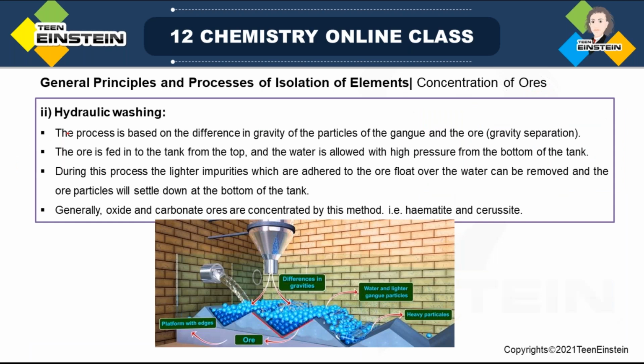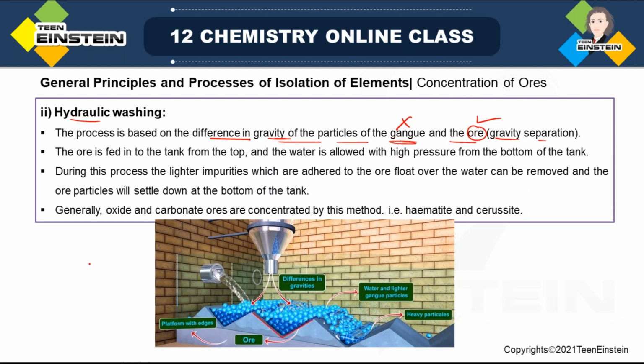The second method is hydraulic washing. It is obviously related to water. In this process, we utilize the difference in gravity of the particles of gangue and the ore. Gangue is not desired, but ore is desired, and their particles are different in size. Difference in gravity means one will be heavy and another will not be heavy. So on the basis of gravity, you can separate them. One of them must be of very high weight compared to the other, then only you can do this process.